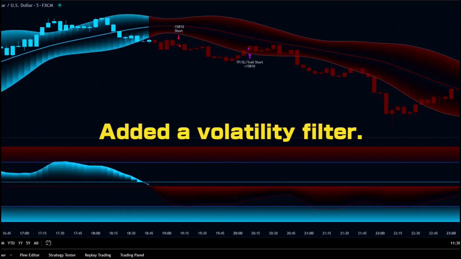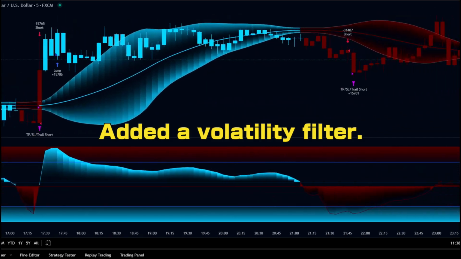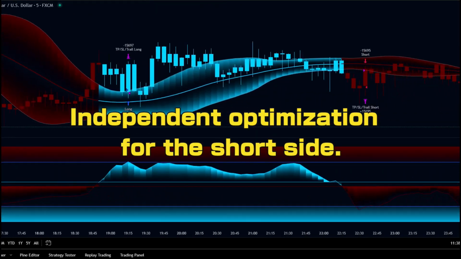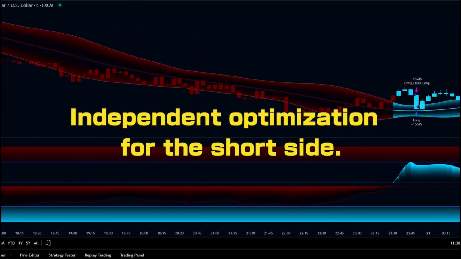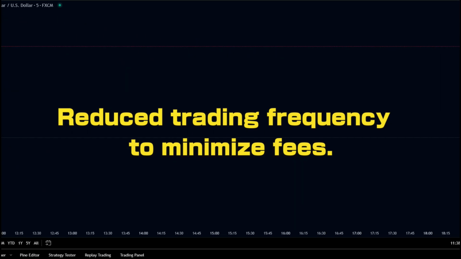Improvement ideas. Add a volatility filter to further improve the precision of entries. Independently optimize short trade conditions, including oscillator thresholds and DEMA cross rules for better performance. Reduce trade frequency to help minimize transaction costs.